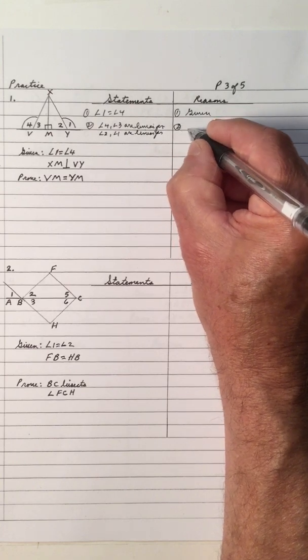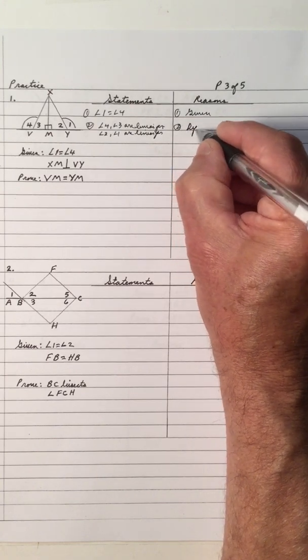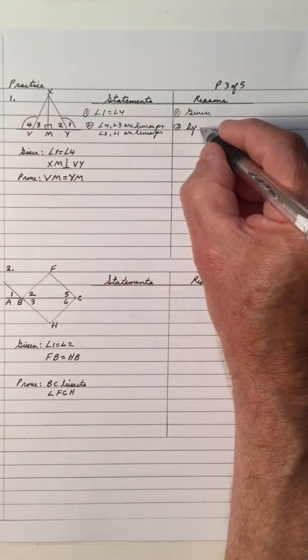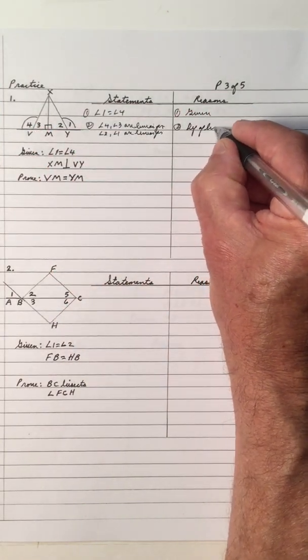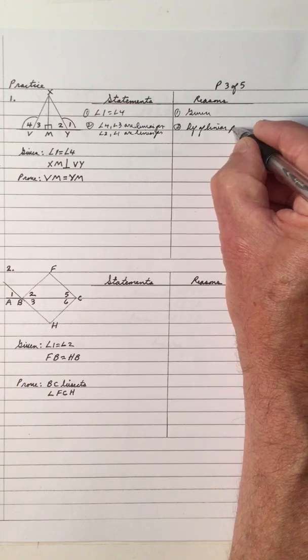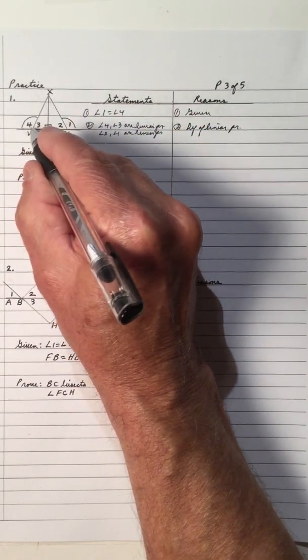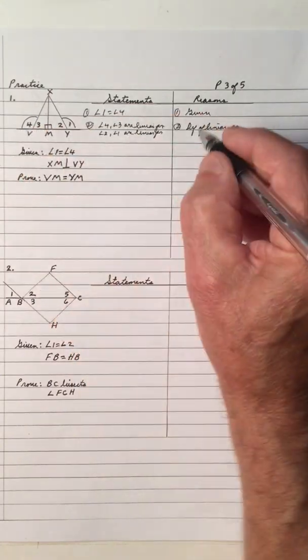And that's the definition of a linear pair. Linear pairs are 2 adjacent angles that form a straight angle. Definition of linear pairs. This is a linear pair. Why? 2 adjacent angles that form a straight angle.